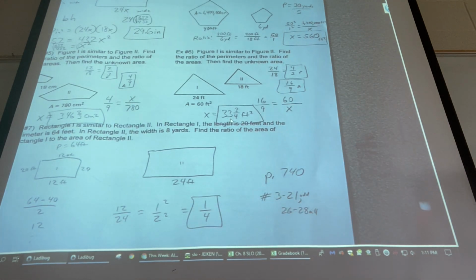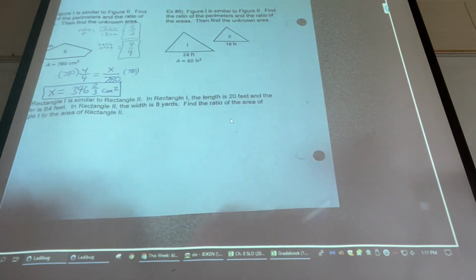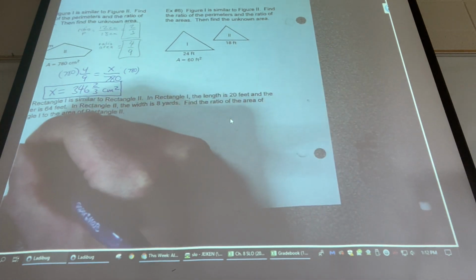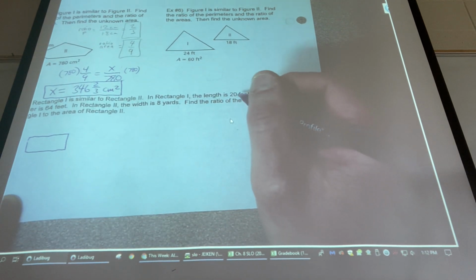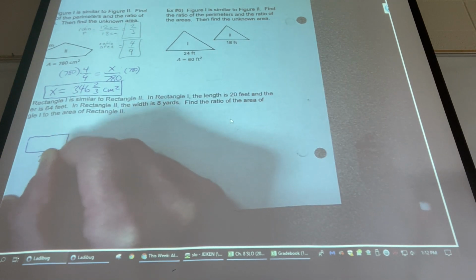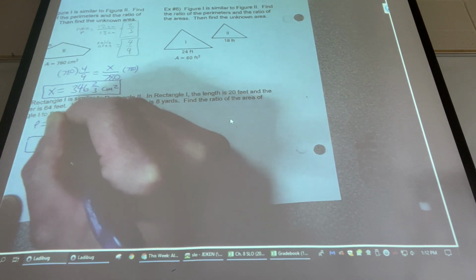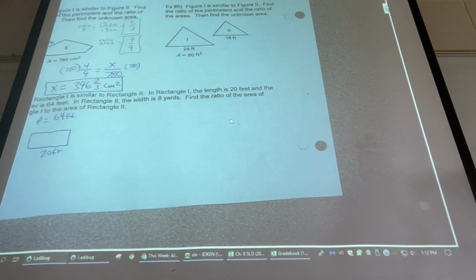Well, so 7, it says rectangle 1 is similar to rectangle 2. In rectangle 1, the length is 20 feet and the perimeter is 64 feet. That's interesting. So let me go ahead and draw that real quick. Rectangle 1, it says that its length is 20 feet, but then it says its perimeter is 64 feet. Well, shucks, since this is a rectangle, can't I figure out all the rest of the stuff? I bet I could. I'm going to wait, because maybe I don't need to.